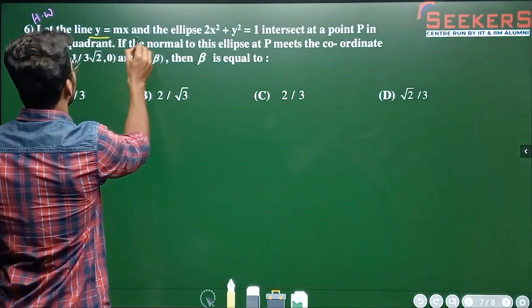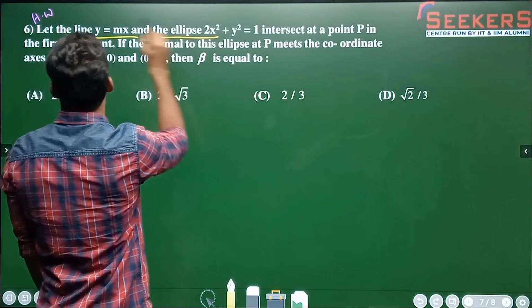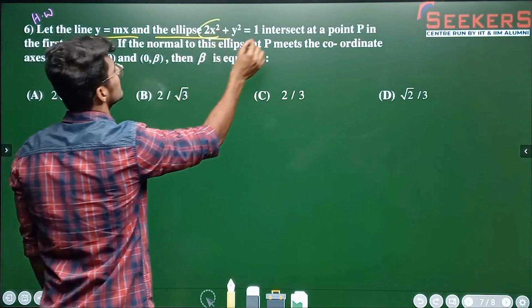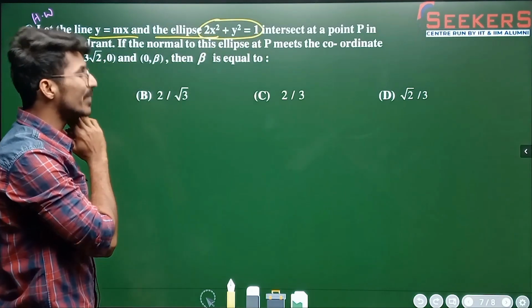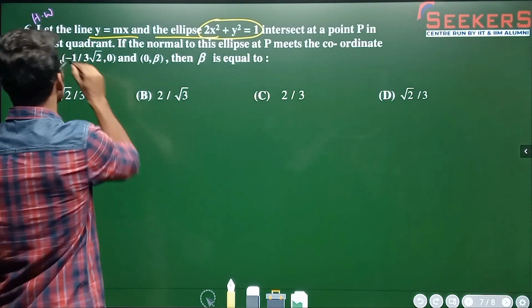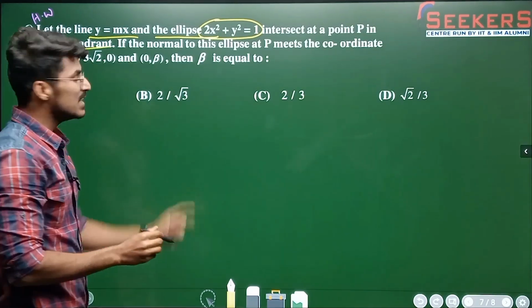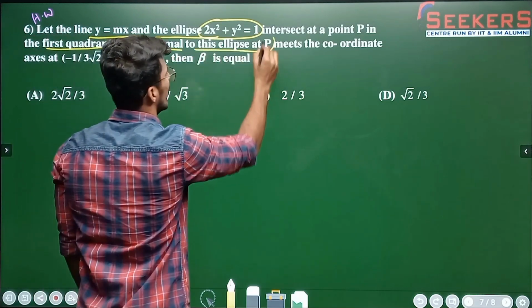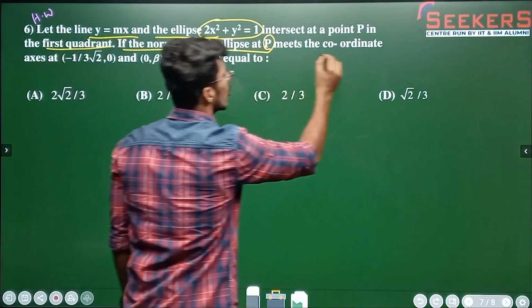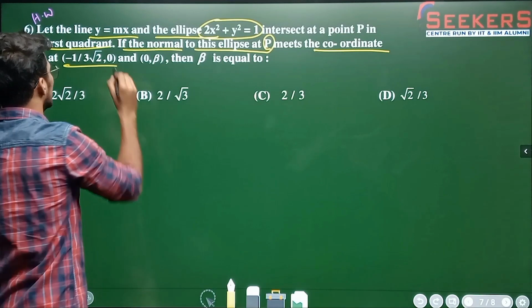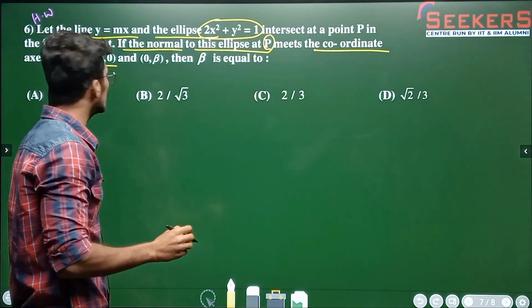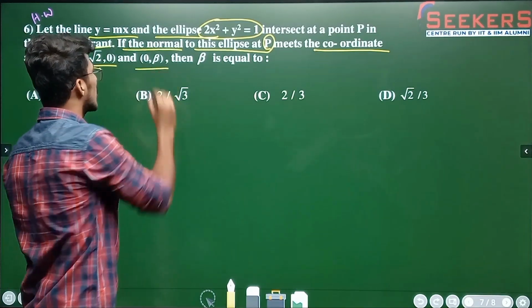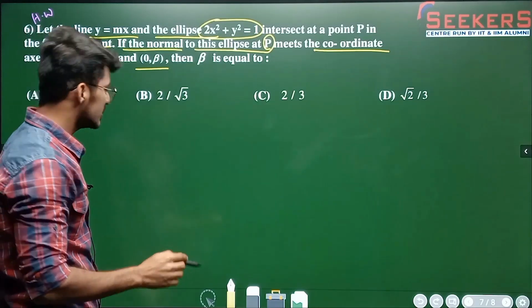The line y is equal to mx and the ellipse intersect at a point P in the first quadrant. If the normal to the ellipse at point P meets the coordinate axes at -1 by 3 root 2 comma 0 and 0 comma beta, then beta is equal to dash.